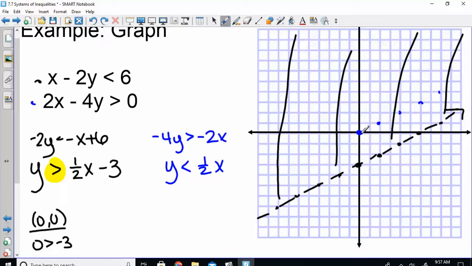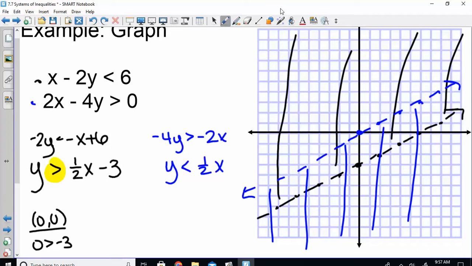Solid or dash? Dash. Dash because there's no equal to. Yeah, they have the same slope. These lines are parallel. So smart. Okay, so can you tell me without picking a test point where I am going to shade? Below. Less than is below. So the final answer is the overlap, which in this case is in between those parallel lines.